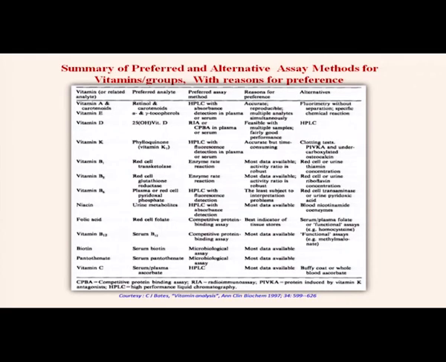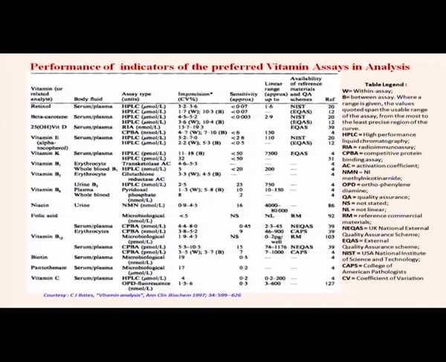So, we are going to look at one more table over here. Compared to the previous table, which gives you a list of methods, it could be a biochemical method, a microbiological method, or an HPLC method. All these methods tell you the standard of data you could obtain for a particular vitamin that you are trying to investigate. You want to know the profile of this vitamin when it is taken into systemic circulation. Now, this second slide gives you the indicators of the preferred vitamin assays in analysis.